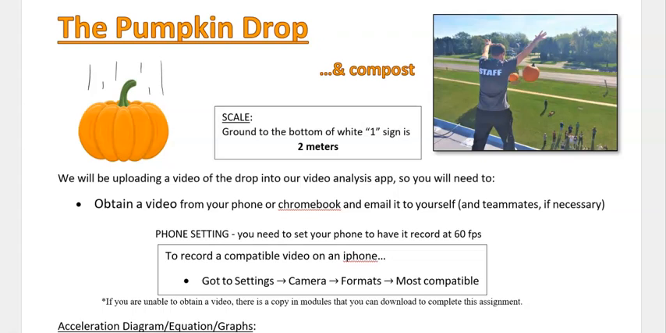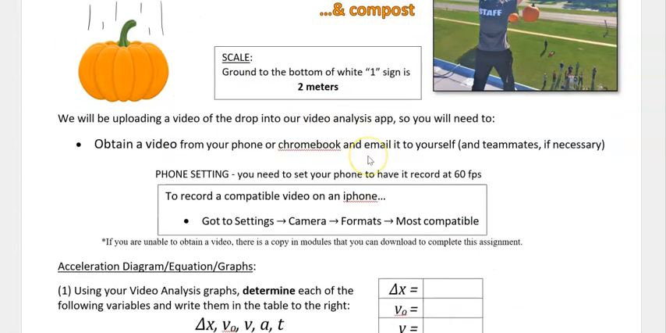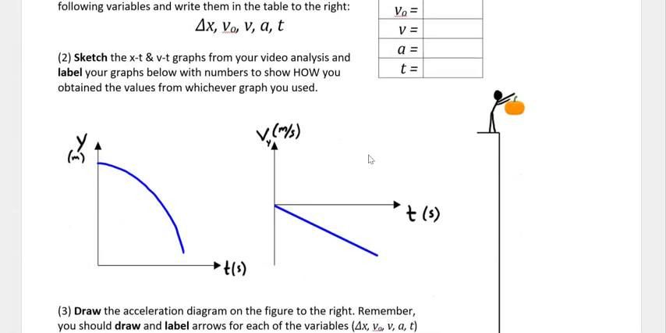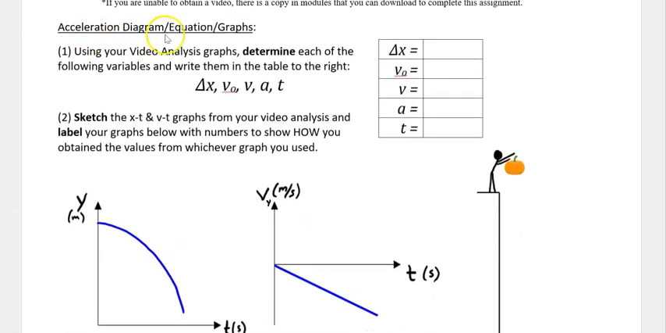I'm going to walk you through how to do the video analysis for the pumpkin drop according to the handout that we got in class. So we had to go and collect this video, and then from this video, we're going to do a video analysis, and that's going to generate the graphs. I sketched the shape of the graphs that we expect to see, and then from the graphs that we generate through our video analysis, we're going to be able to obtain a number of values for these.